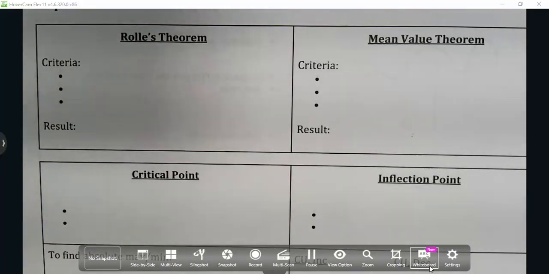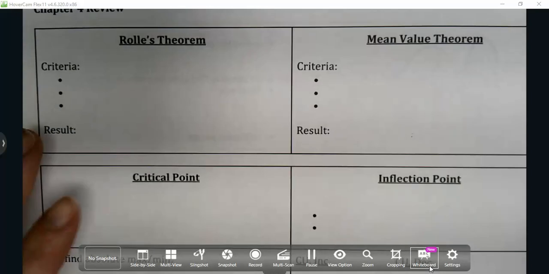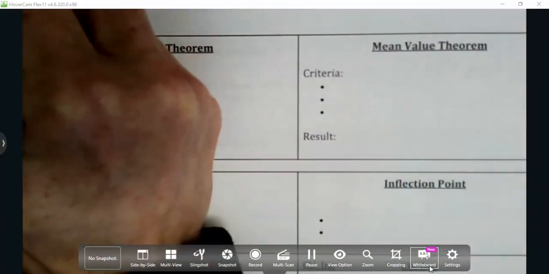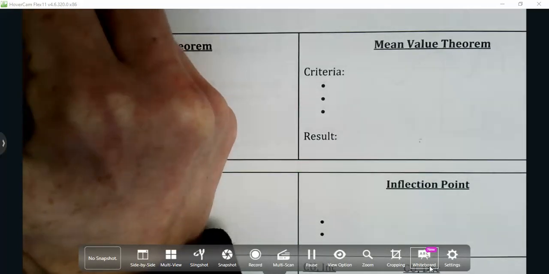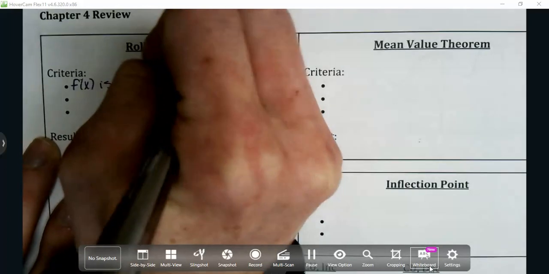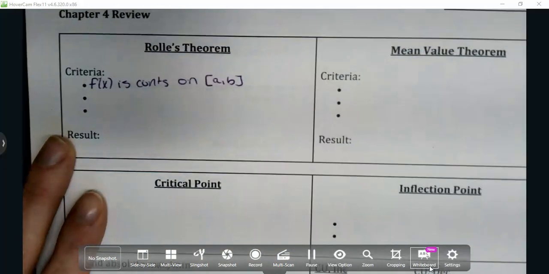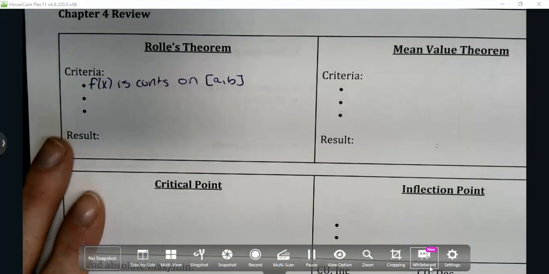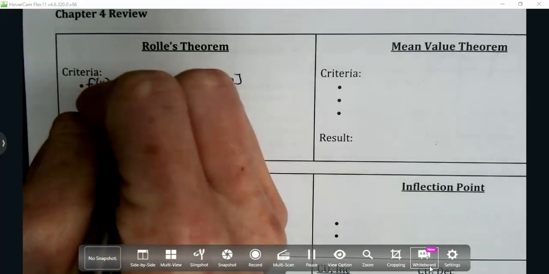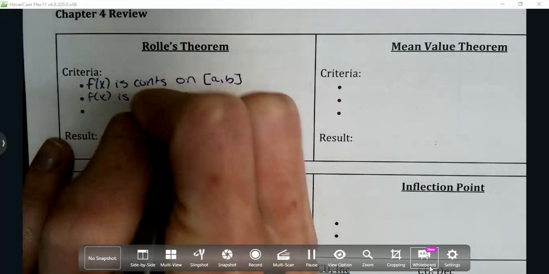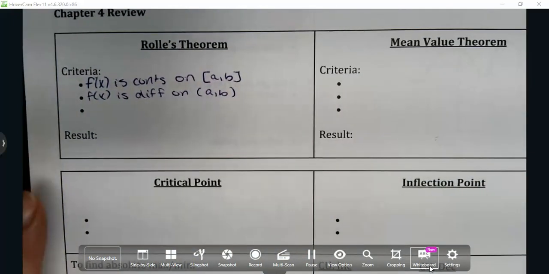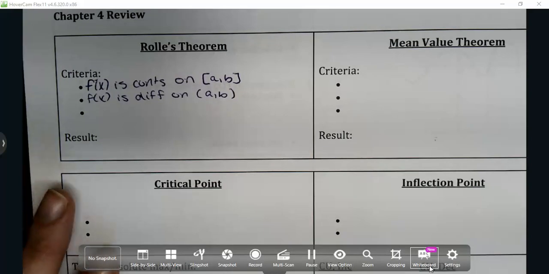Rolle's theorem has 3 conditions. So, what's the first? Continuous on the closed interval, I'm just going to say A to B. You guys know what I mean, right? All right, what's the second criteria? Differentiable on the open interval of A to B. That was closed. That's open. Closed is continuous. The derivative doesn't have to exist at the endpoints. It can, it just doesn't have to.